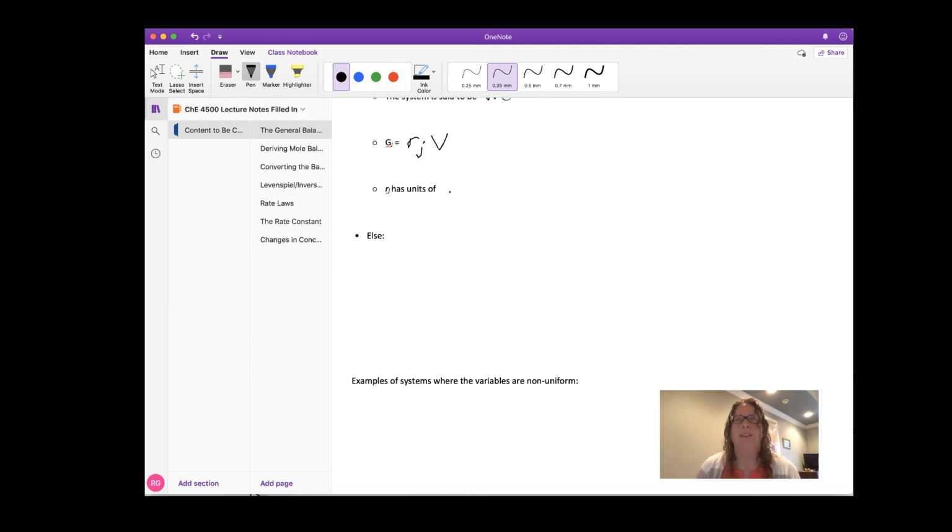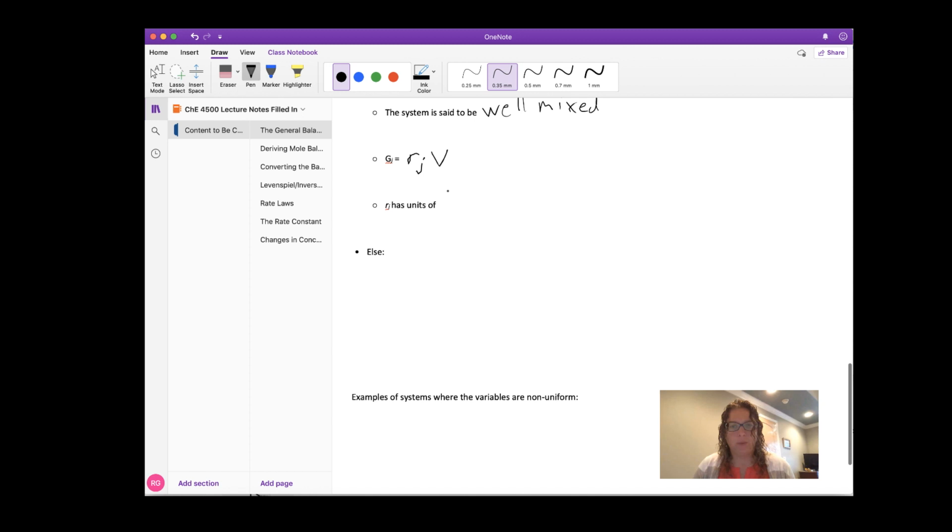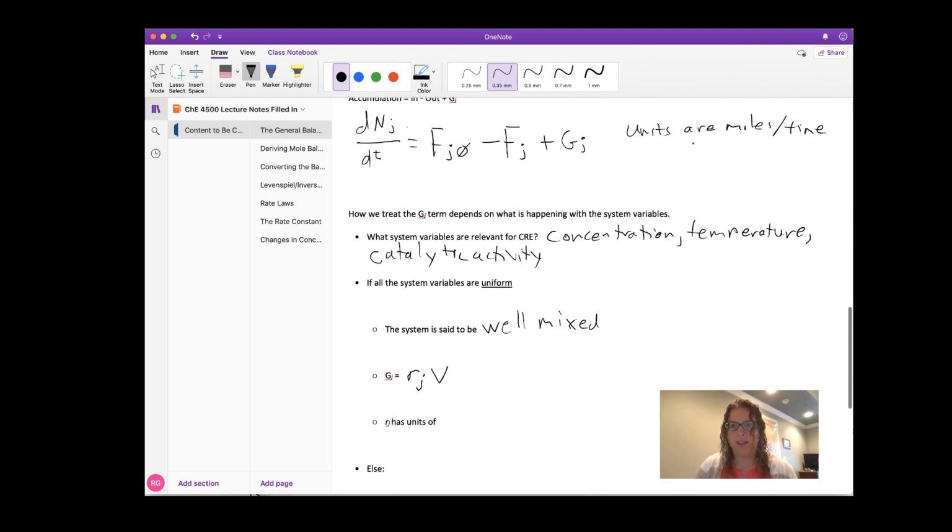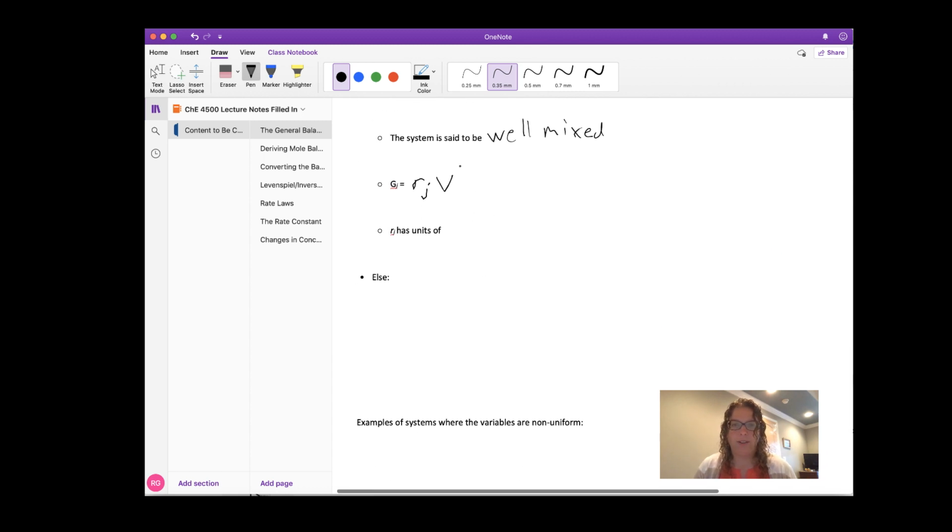So when we do that, what does that tell us about the units of RJ, the net rate of J? What units does that have? If we scroll back up, we see that on the mole balance, the units are in moles per time. Here this net term must be in moles per time, and we have this volume term here that tells us that the rate must have units of moles per volume per time. So that's for the scenario where the system is well mixed. We can write our generation term as the reaction rate times the volume.